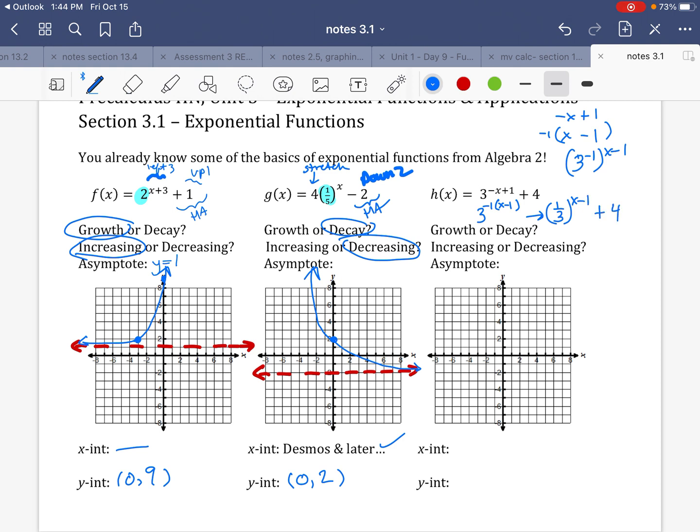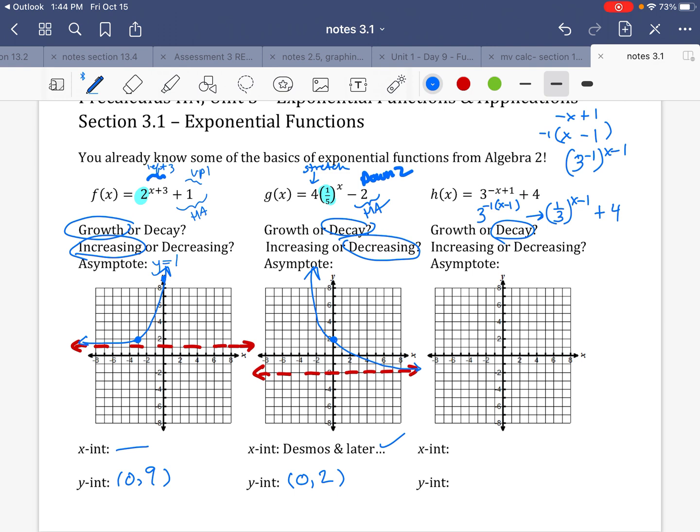So this was really a decay function in disguise, because it was a growth problem that got flipped over the y-axis. So don't draw this as a growth problem, because somebody flipped it over the y-axis so it looks like that. So it's really a decay problem. All right, so let's just draw it as a decay.